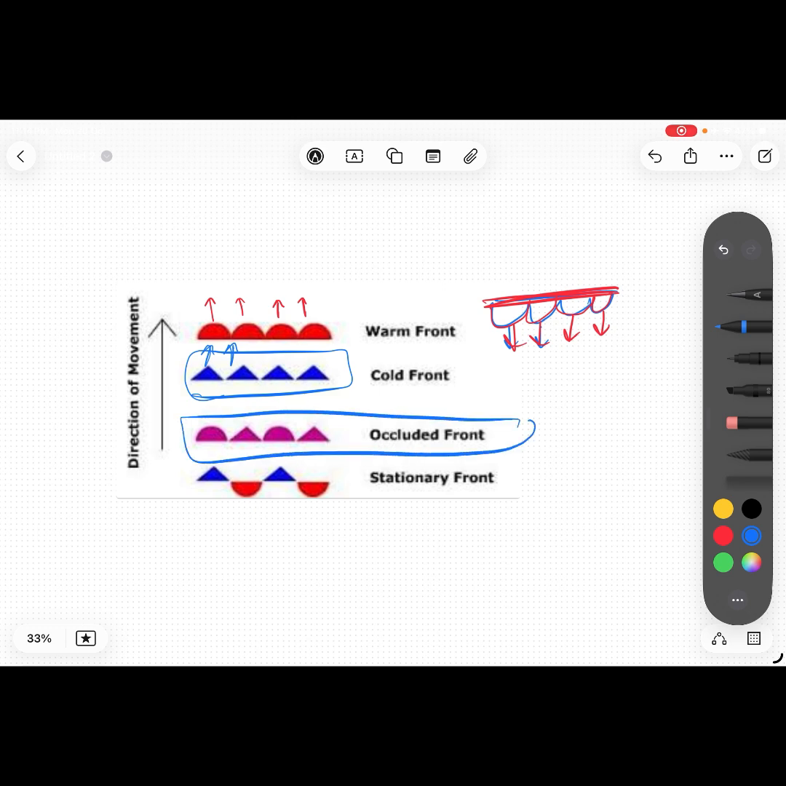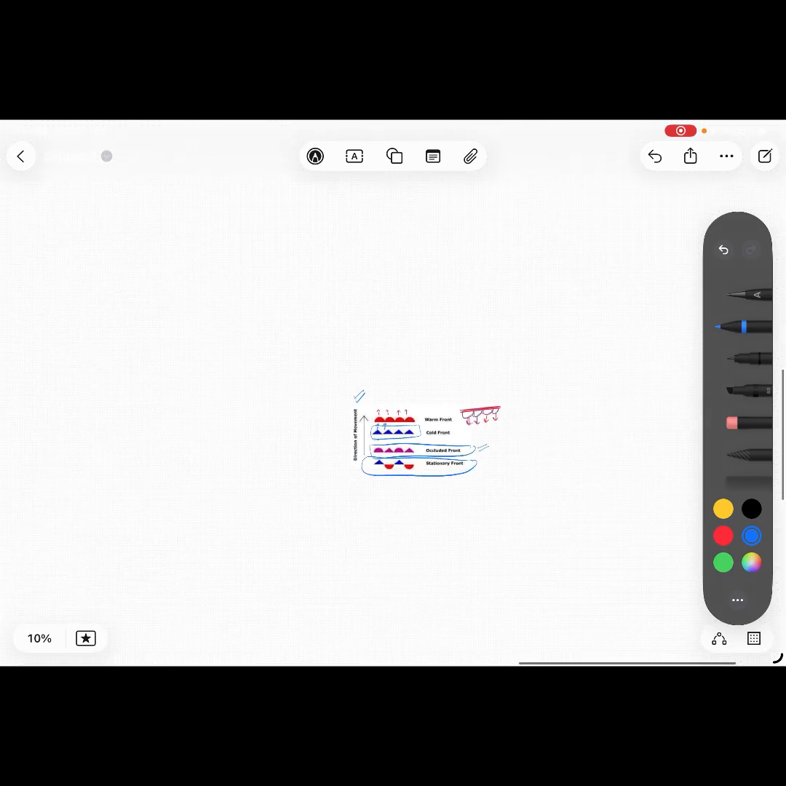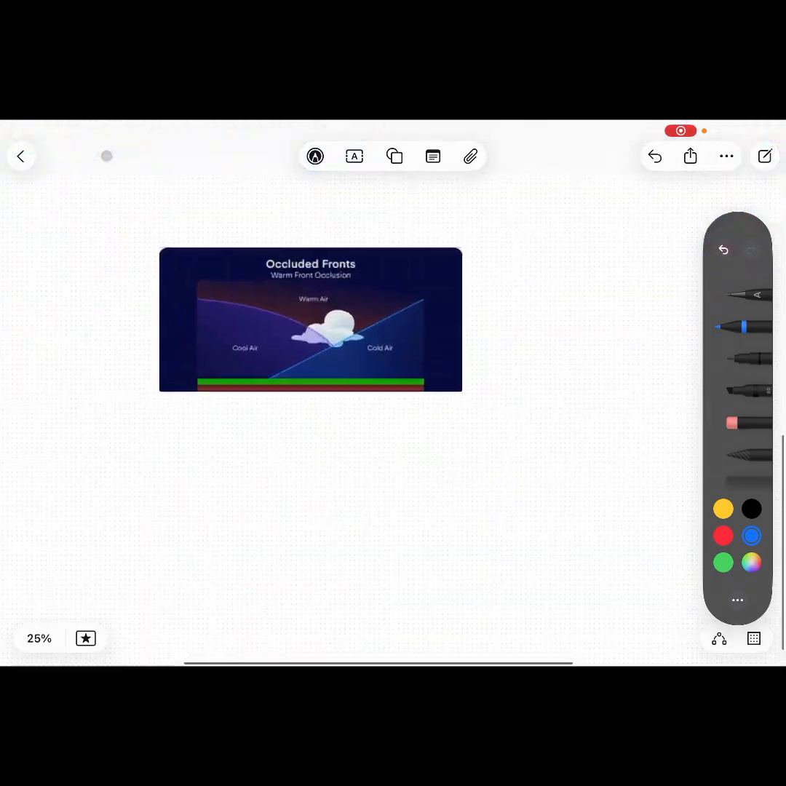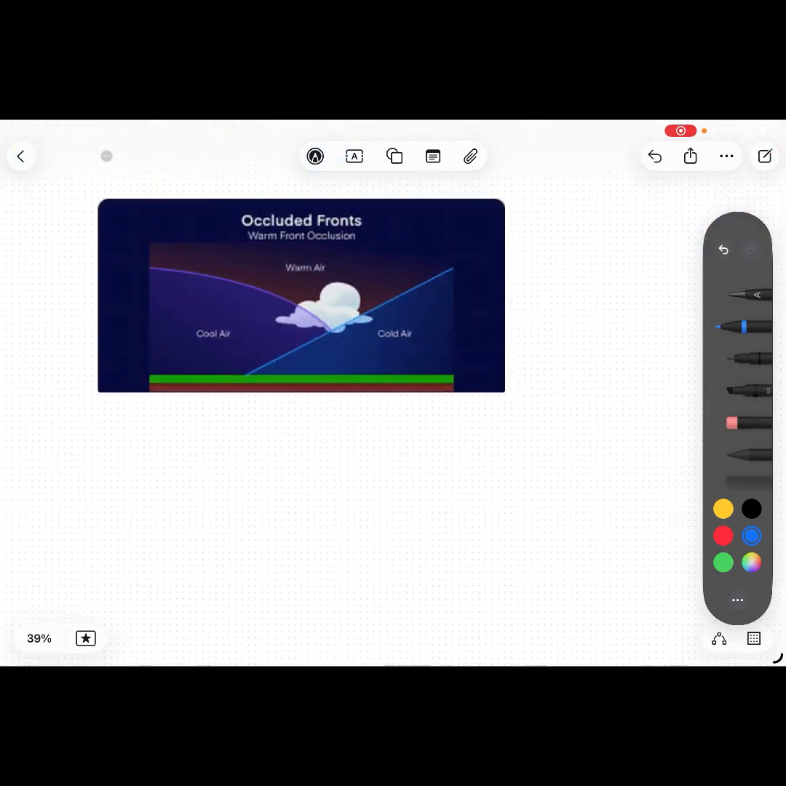Occluded front we are going to talk about. So this is how it's represented, and this is the stationary front where there are two air masses parallel and opposite to each other, so they're not moving towards each other. So this is how it's represented. Now we're talking about the occluded front. So in occluded front, it's a very simple front. We will talk about occluded front more during our winter season in the next video. So basically what is happening is that a cold air is approaching a cold air.